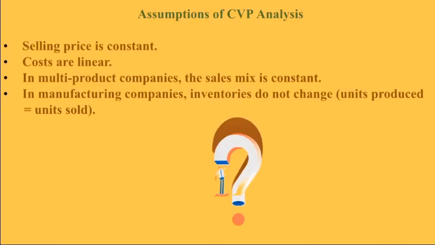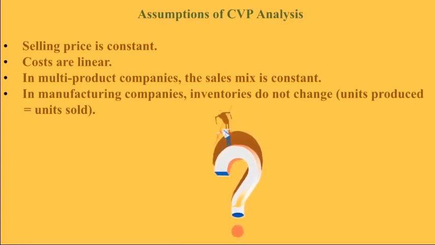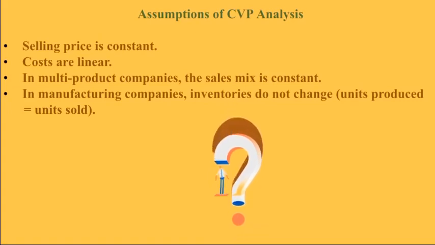So there are four key assumptions of cost-volume-profit analysis. First, selling price is constant. Second, costs are linear and can be accurately divided into variable, such as constant per unit, and fixed, such as constant in total, elements. Third, in multi-product companies, the sales mix is constant. And lastly, in manufacturing companies, inventories do not change.